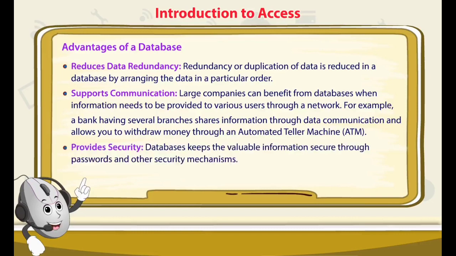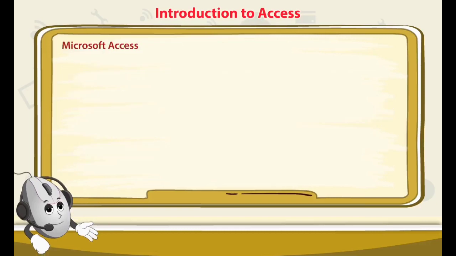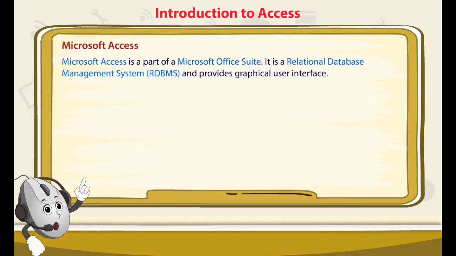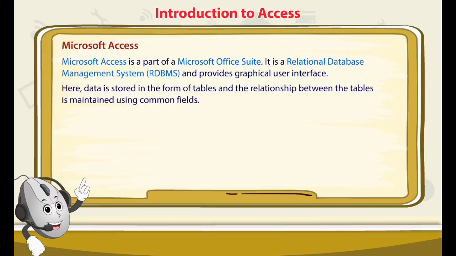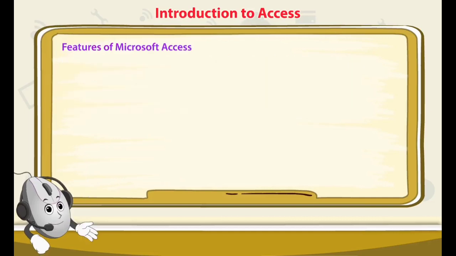Provides security. Databases keep the valuable information secure through passwords and other security mechanisms. Microsoft Access. Microsoft Access is a part of a Microsoft Office suite. It is a relational database management system, RDBMS, and provides graphical user interface. Here, data is stored in the form of tables and the relationship between the tables is maintained using common fields. It prevents duplication of data.